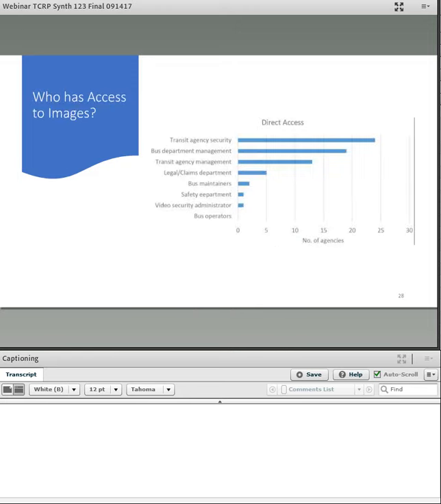So who has access to manage these images? The transit agency, or who has access to the images at all? The transit agency security does, the bus department management, transit agency management, legal claims departments, bus maintainers, and the safety department. Video security administrators and bus operators don't have access to the images themselves.